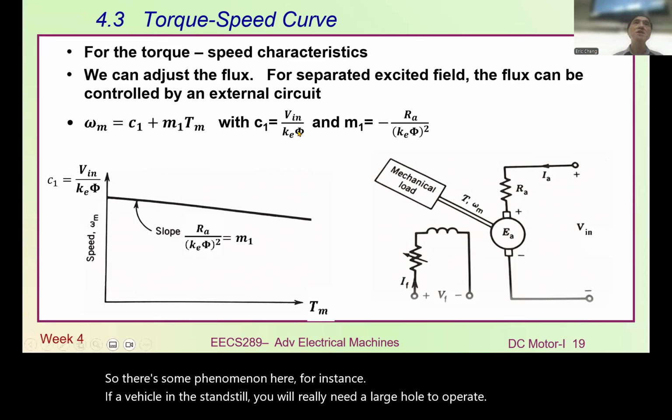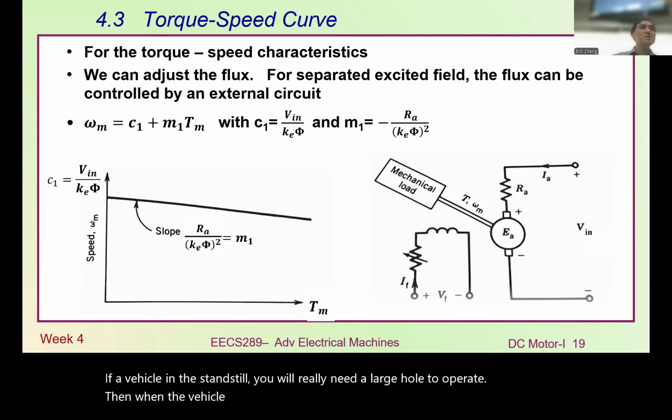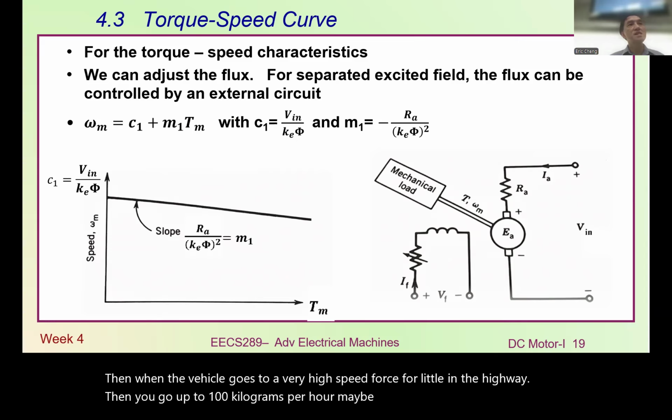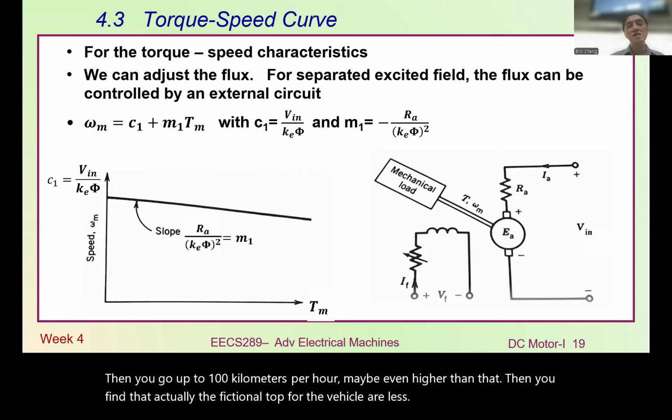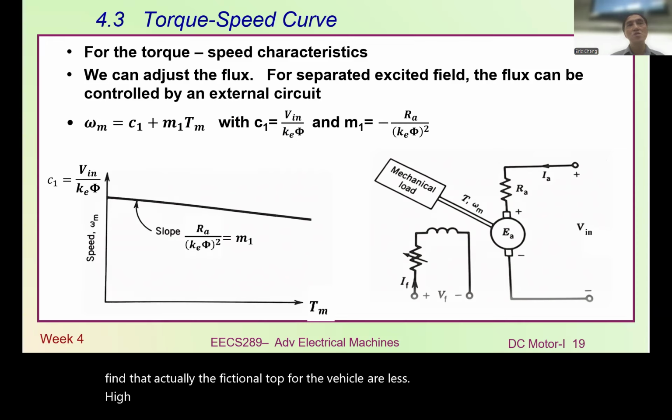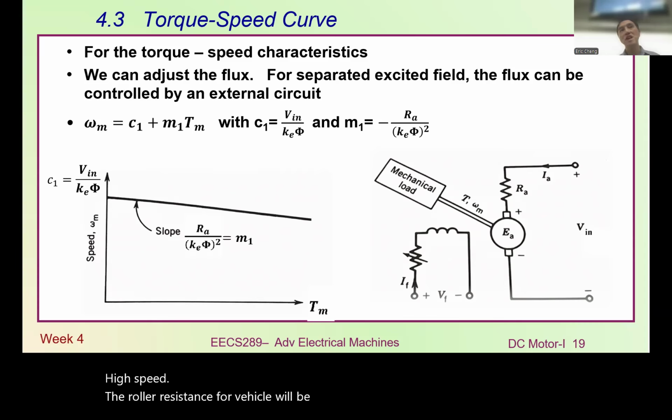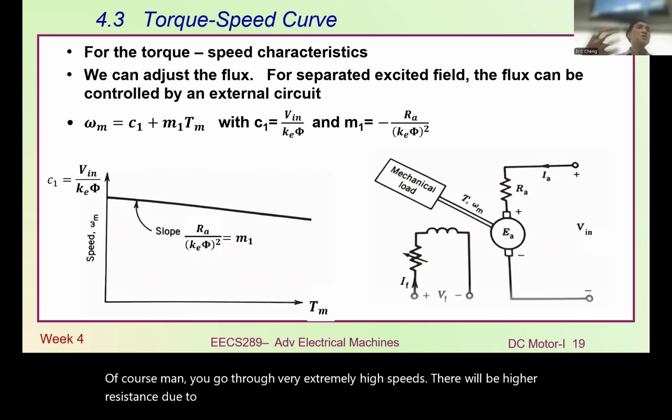Then when the vehicle goes to very high speed, for instance on the highway, up to 100 km per hour, maybe even higher than that, you find that the frictional torque for the vehicle is less, because at high speed the rolling resistance for the vehicle will be lower. Of course, when you go to an extremely high speed, there will be higher resistance due to the air resistance.